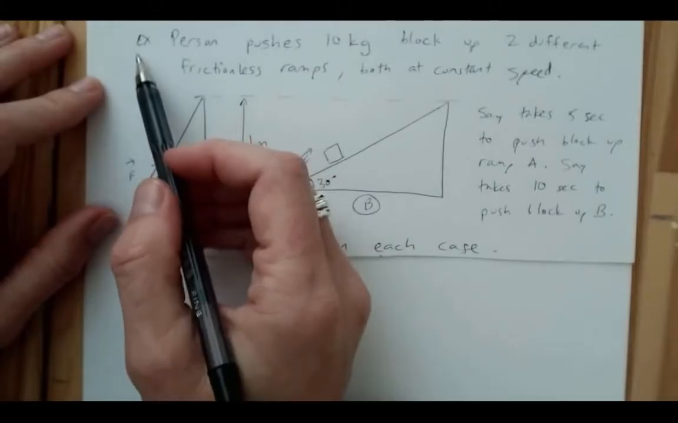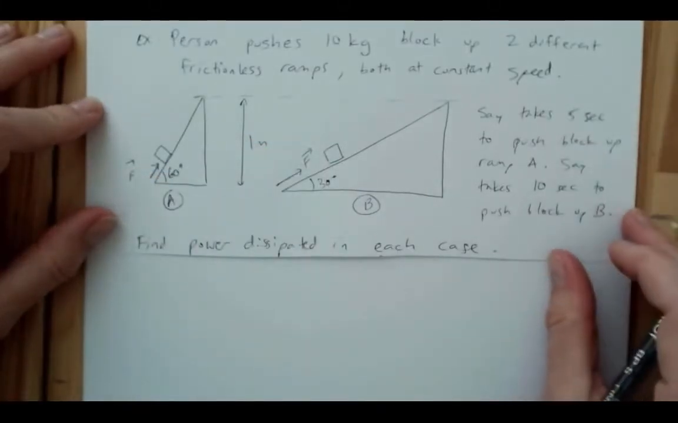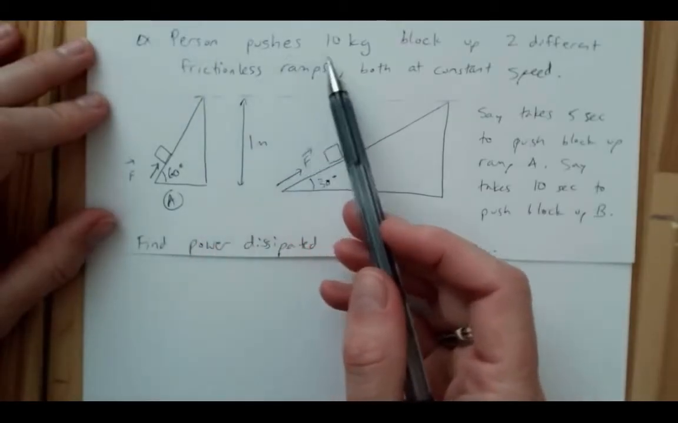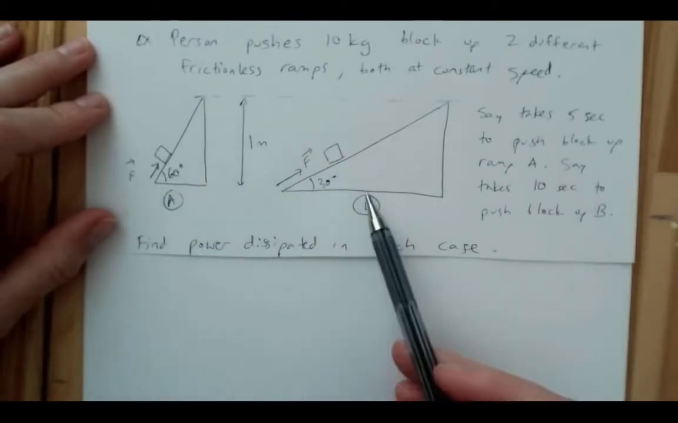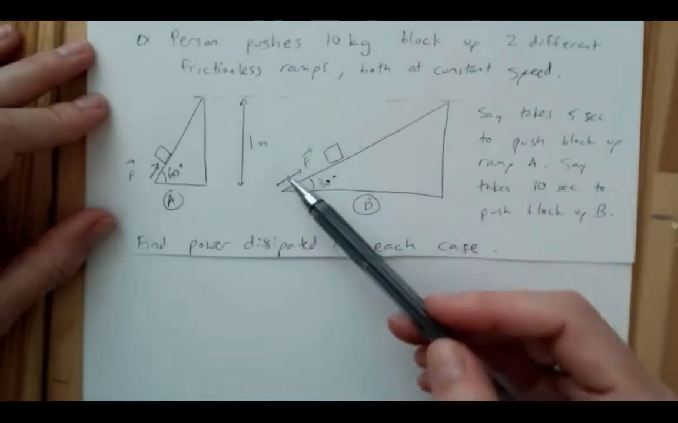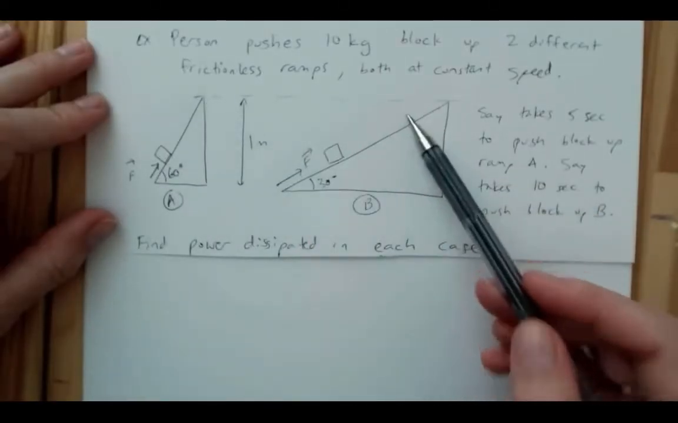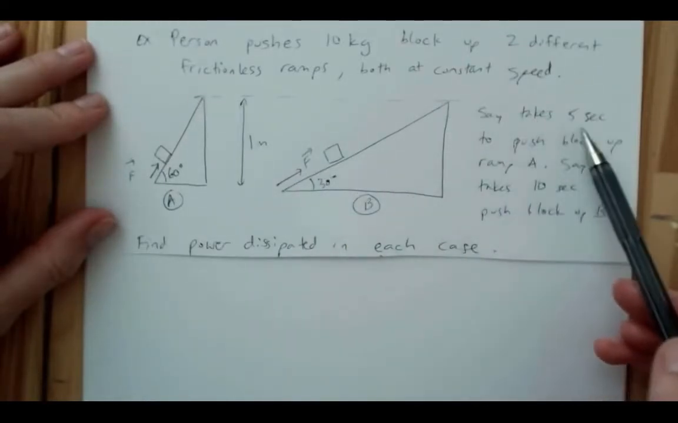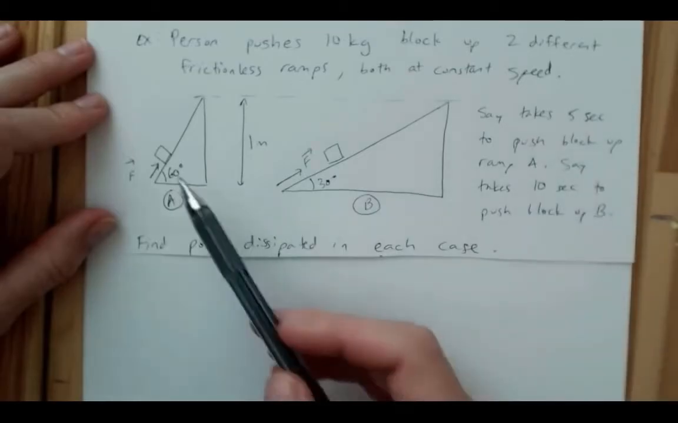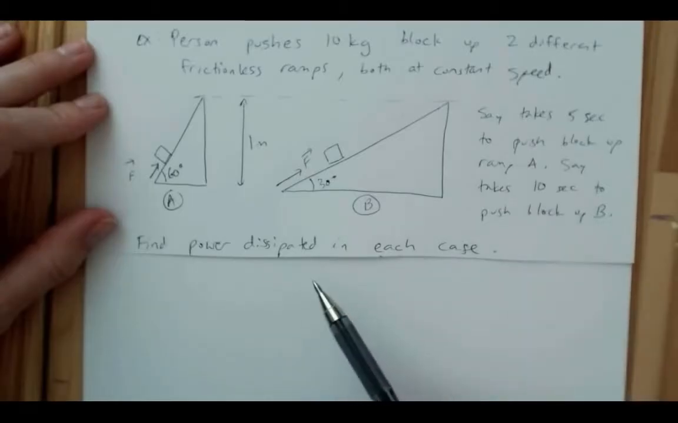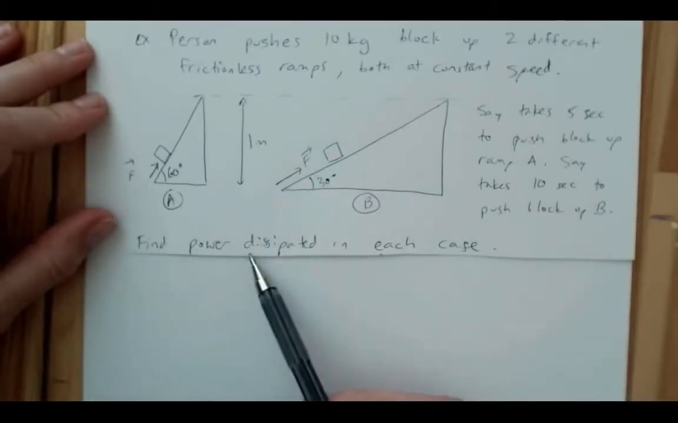Okay, so let's do an example, which I've already written out to help save time in the video. Let's say we have a person that's going to push a 10 kilogram block up two different frictionless ramps, both at a constant speed. The constant speed tells us two things: first, that the net force is zero, there's no acceleration, and that there's no change in the kinetic energy. Say that it takes 5 seconds to push the block up ramp A, and 10 seconds to push the block up ramp B. The question then is to find the power dissipated in each case.